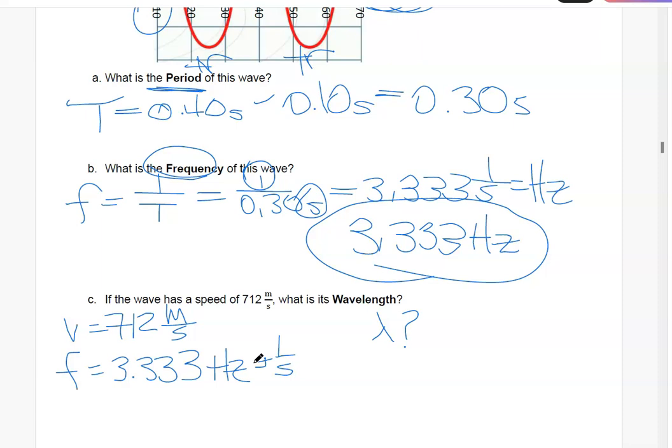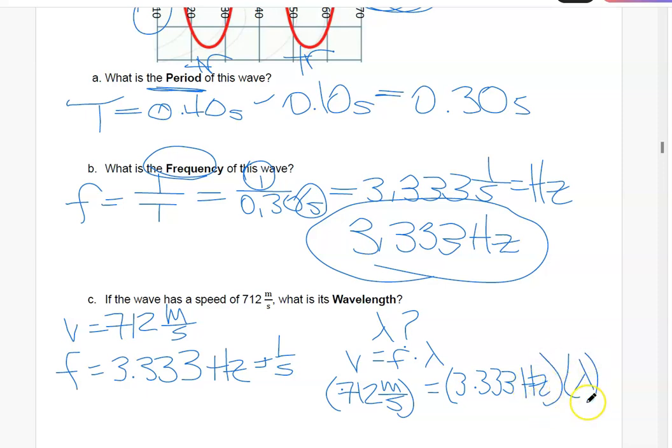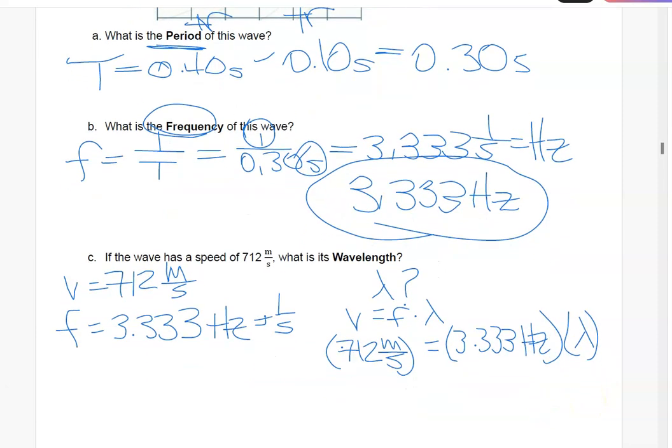So we can use our speed equation. Speed equals frequency times wavelength. We know the speed, 712 meters per second. We know the frequency, 3.333 hertz, or per second. And we have an unknown wavelength.